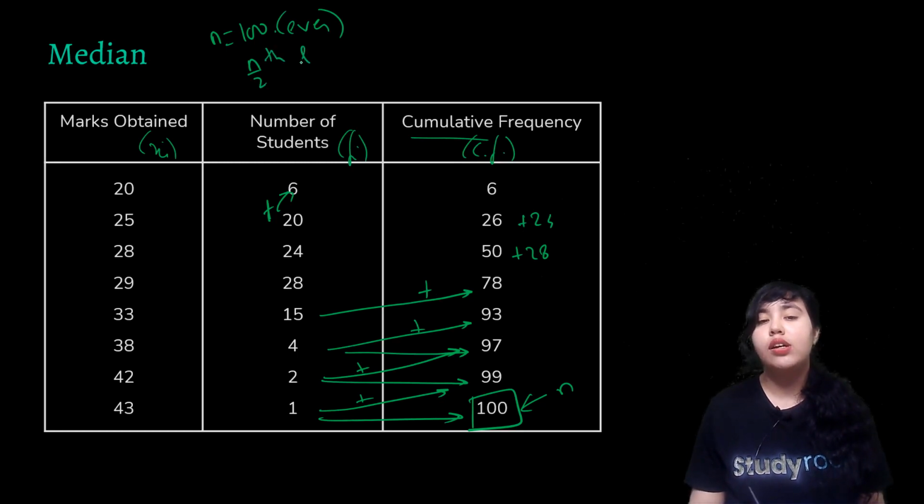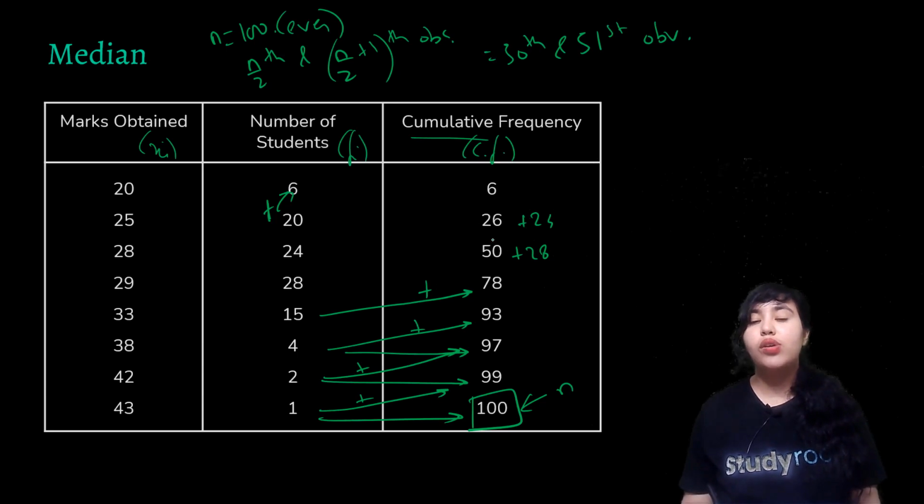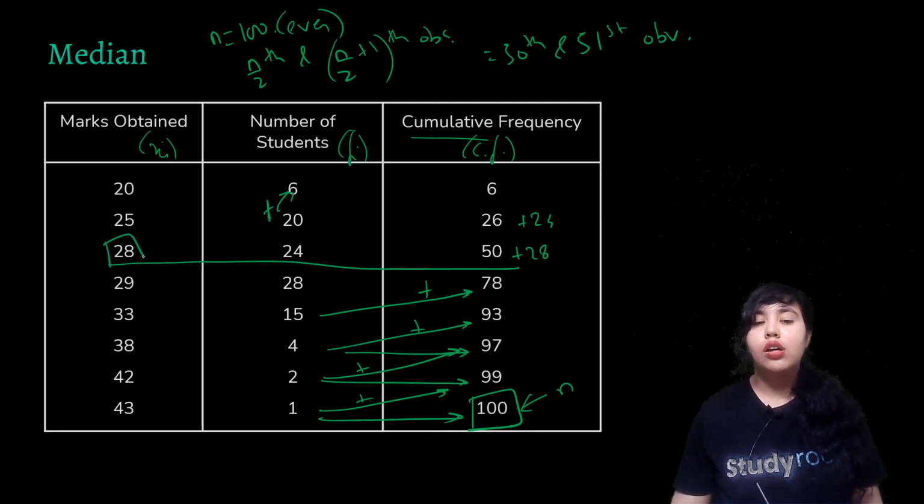N by 2th and n by 2 plus 1th observation. So that means 50th and 51st observation. When you're looking for these observations, you look at the cumulative frequency table. So 50th observation will lie over here. So that will be 20th observation, which means you will refer to xi. So for 50th observation, you will have this value 28.